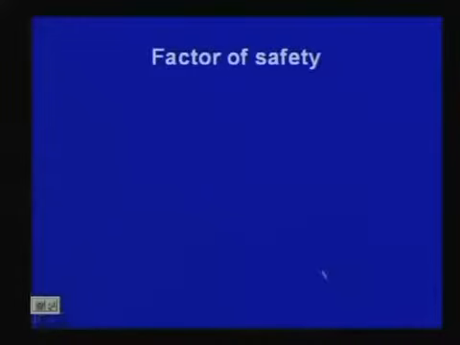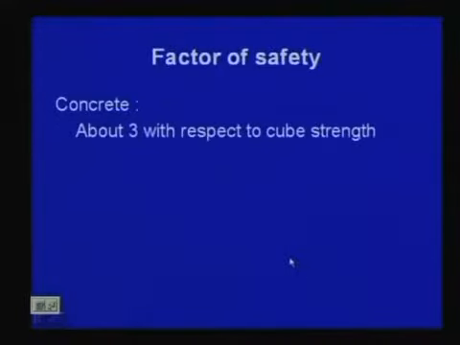And we have to consider factor of safety. Factor of safety we consider for concrete about 3 with respect to cube strength. The cube strength that we have told, the cubes that are 150 by 150 by 150. So, from the cube strength we shall find out, and we shall take factor of safety 3.